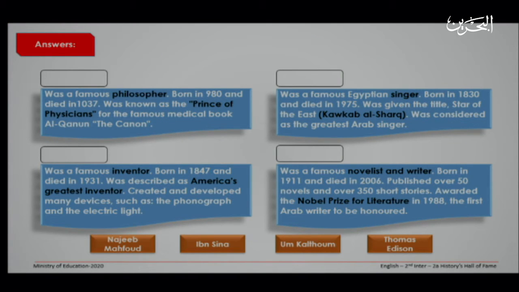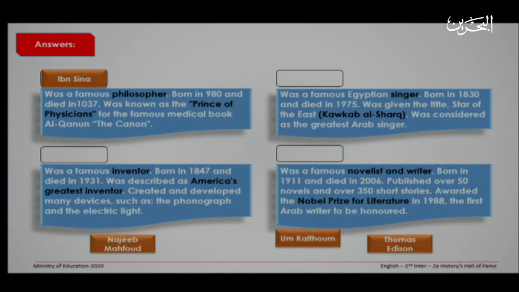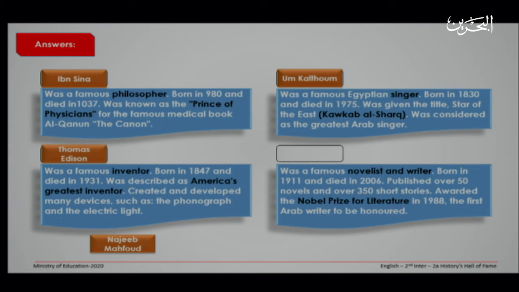Well done. I hope you've done it correctly. Now let's look at the answers. The first one, Ibn Sina. The second one, Om Kulthum. The third one, Thomas Edison. And the last one, Naguib Mahfouz. Congratulations for doing this task correctly.